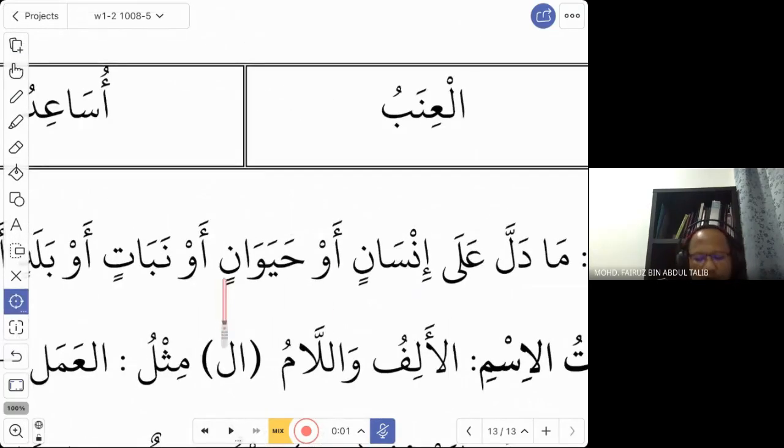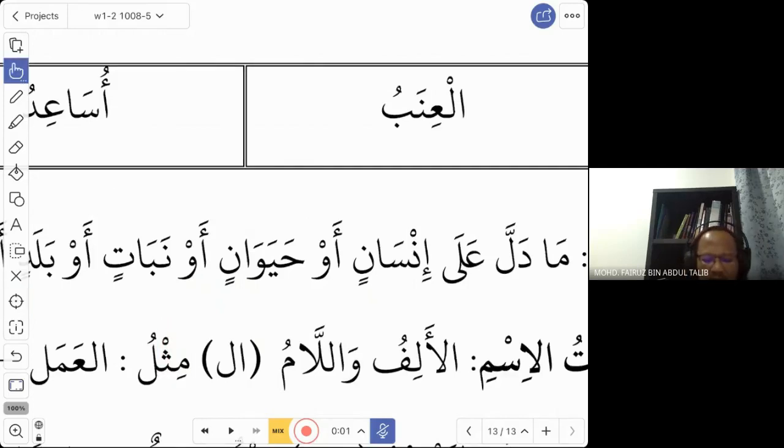Au hayawan. Au means or, hayawan is animal. So like the word asad, we had the word asad, lion. So that is also an isim. Au nabat, or plant. So all these plants are nouns. Fruits and so on, like the word al-inab. So this is also an isim, a noun.